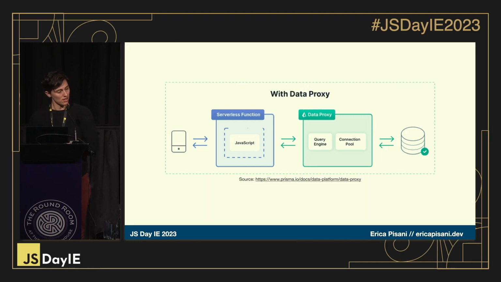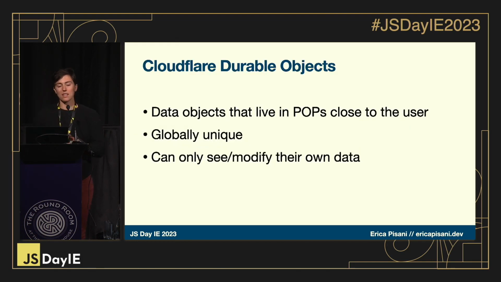Now, to switch gears to the distributed data approach, Cloudflare Durable Objects is the example I want to use here. What serverless functions are to web applications, durable objects are to databases. They are globally distributed, unique pieces of data that live in edge locations close to the user.